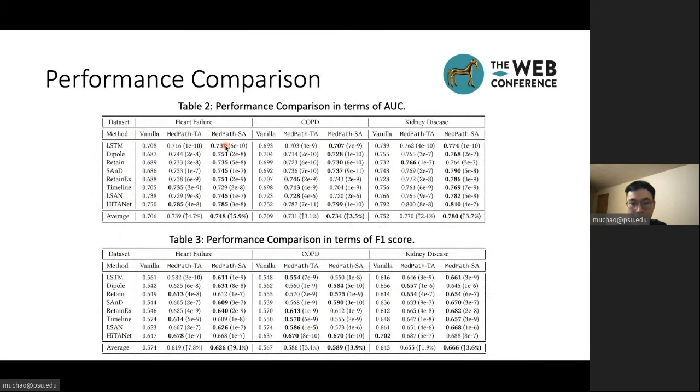And from the results, we can see that in most cases, our MedPath framework can help us achieve the highest AUC and F1 scores on 3 datasets. So it shows that MedPath can use the PKG to improve the performance of the base model, and it can help us achieve better performance in the risk prediction task. Another thing that we find is that MedPath SA can achieve the highest average performance in AUC and F1 score in all 3 datasets. It shows that SA is a better mechanism than TA to learn the attention weights for different progression paths.